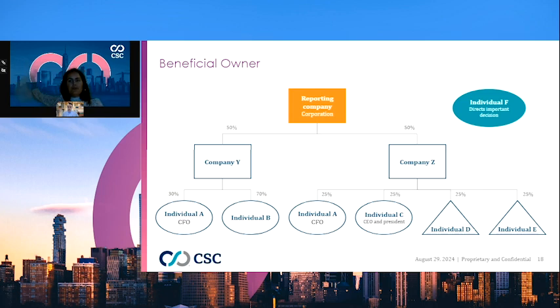He owns 30% of Company Y's 50%, which equals 15%, but he also owns 25% of Company Z's 50%, which equals 12.5%. Therefore, his total indirect ownership interest in the reporting company is 15% plus 12.5%, or 27.5%. For purposes of filing a BOI report, it's not necessary to specify how exactly someone qualifies as a beneficial owner. I include that information here just to more fully explain the analysis.